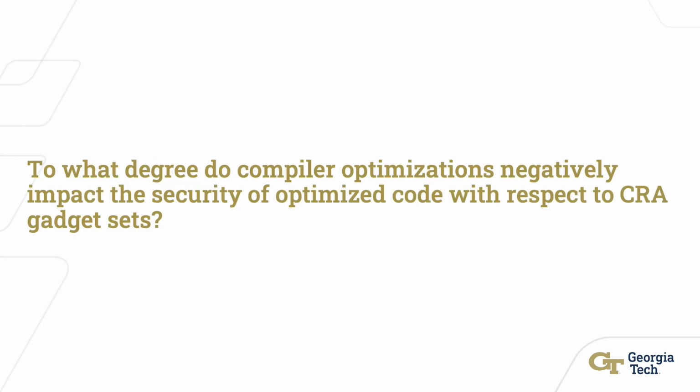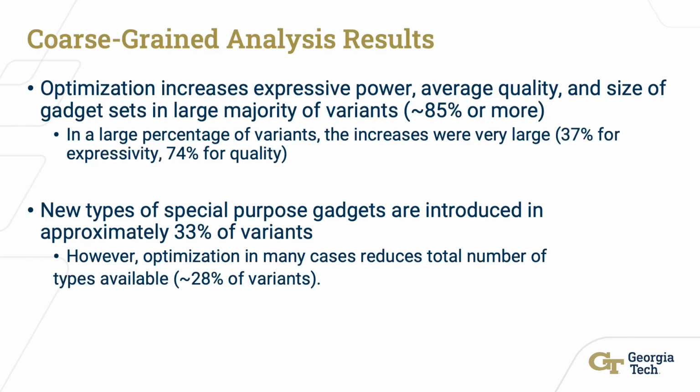Next, let's take a look at our second motivating question, which is, to what degree do compiler optimizations negatively impact the security of optimized code with respect to code reuse gadget sets? Across our coarse-grained variants, we observed that optimization increases the expressive power, average quality, and size of gadget sets in a large majority of variants. Further, in a large percentage of variants, these increases were quite significant, approximately 37% with respect to expressivity and approximately 74% with respect to quality.